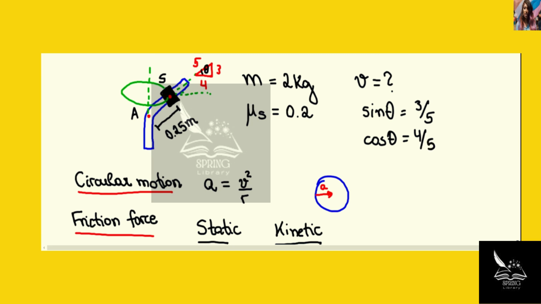The radius of the orbit is actually just this distance here. And this distance, r, is equal to 0.25 times the cosine of theta. This here is theta. So it's 0.25 times 4/5, and that is 0.2 meters.